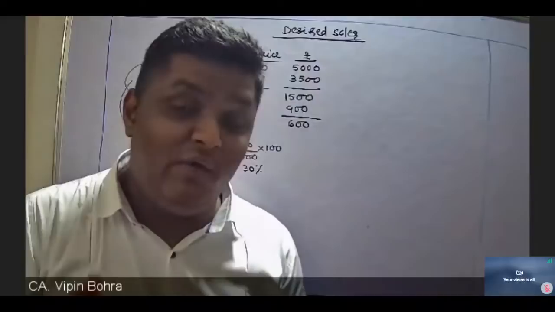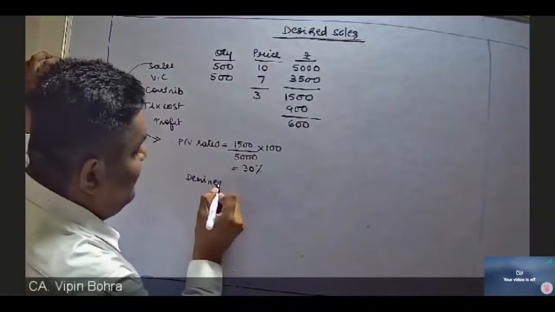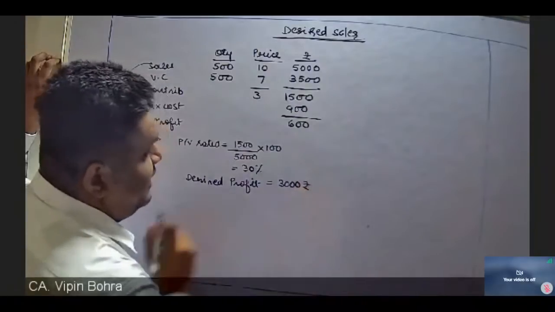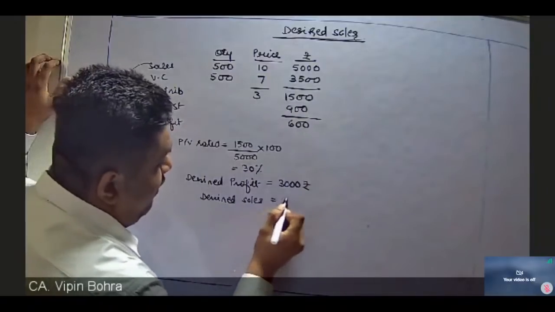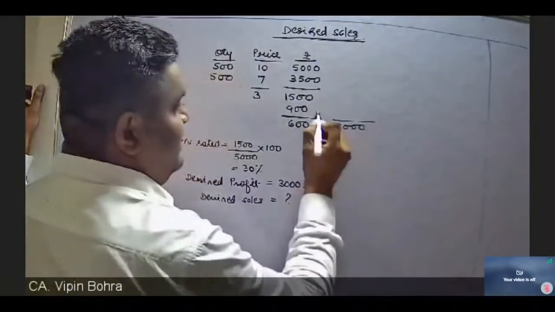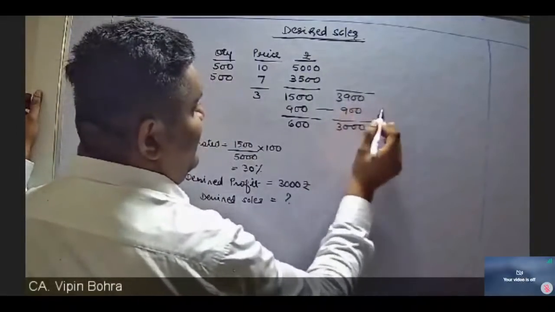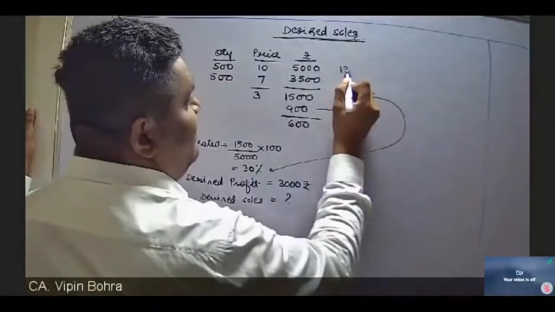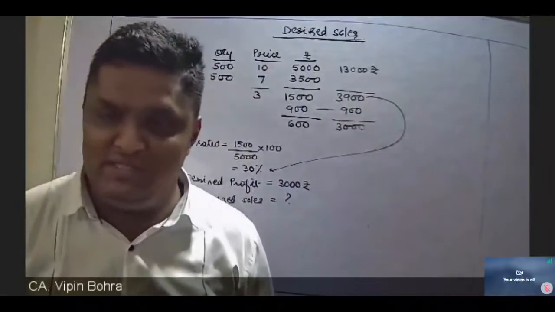So again, on a fine morning, I thought that I'm getting only a profit of 600. What if I want to earn a profit of say 3,000 rupees? Suppose my desired profit given is 3,000 rupees. So what should be my desired sales? Very simple. How much profit am I asking for? 3,000. The fixed cost will remain the same, 900. This figure will be 3,900. It is equal to 30%. So how much will be 100%? 13,000 rupees. Same concept, the same logic I have used in break-even sales.